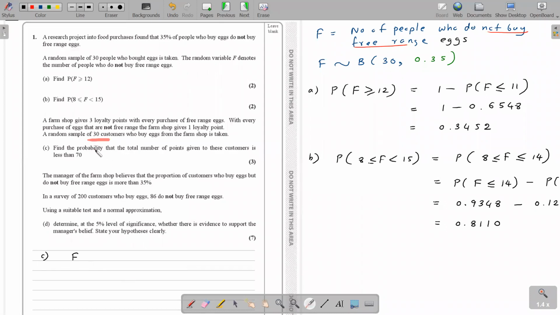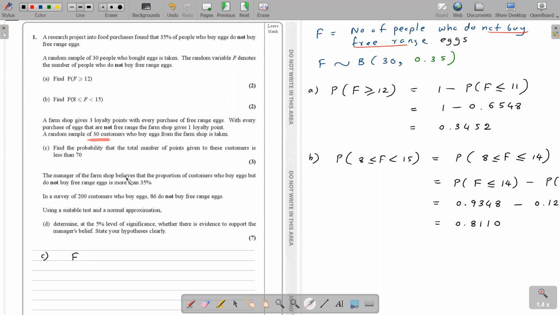You have 30 customers. Out of 30, say 10 people didn't buy free range eggs. Then how many are buying free range eggs? 30 minus 10, right? So likewise in here, capital F is the number of customers out of 30 who do not buy free range eggs. Then how many of them buy free range eggs? 30 minus F.